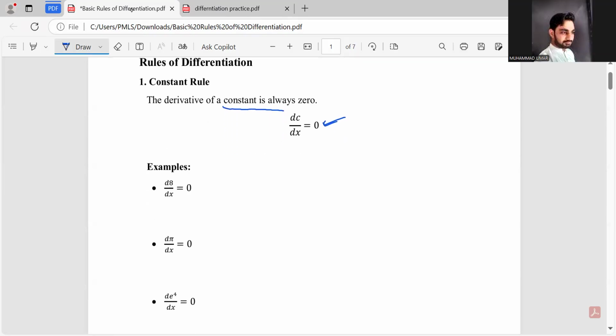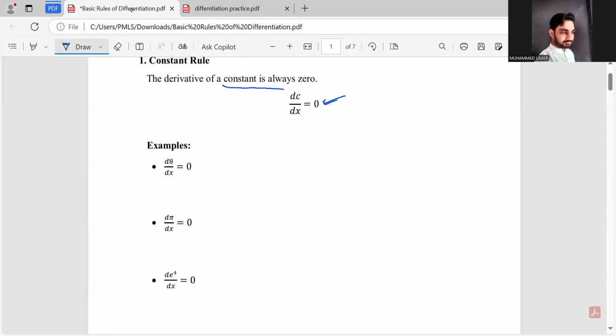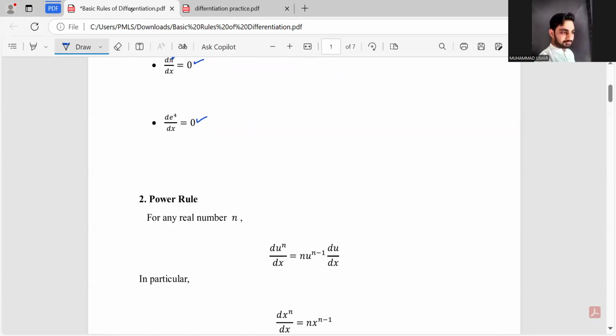We have some examples. What is a constant function? We know that a function is constant if, when we change x, the answer will be the same. In the same way, see that 8 is a constant function. We can write it as f of x is equal to 8. That is why its derivative is 0. Y is also a fixed constant number, so its derivative will be 0. e raised to power 4 is also a constant number, so its derivative is equal to 0. So this is the first rule: if we take the derivative of a constant number, that will be equal to 0.